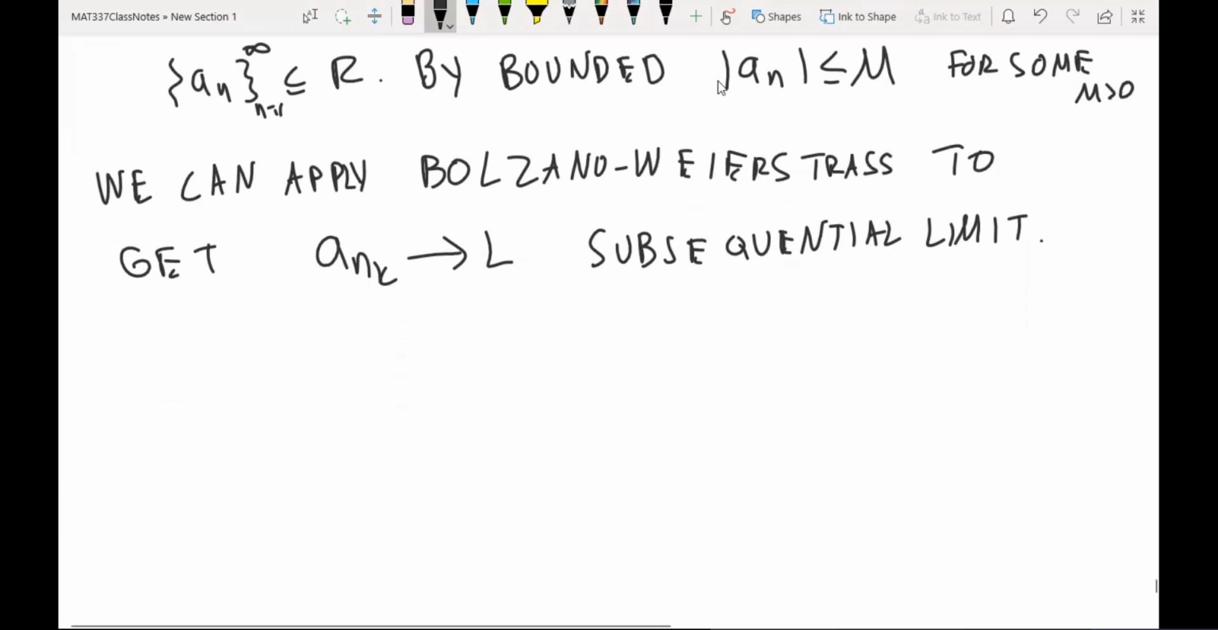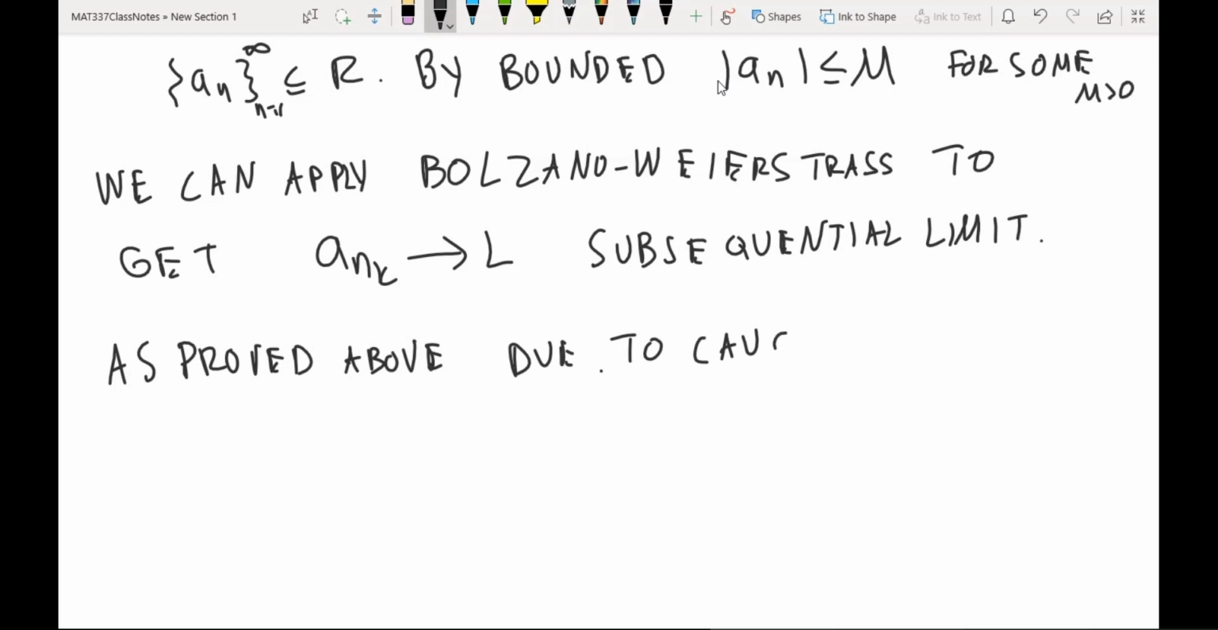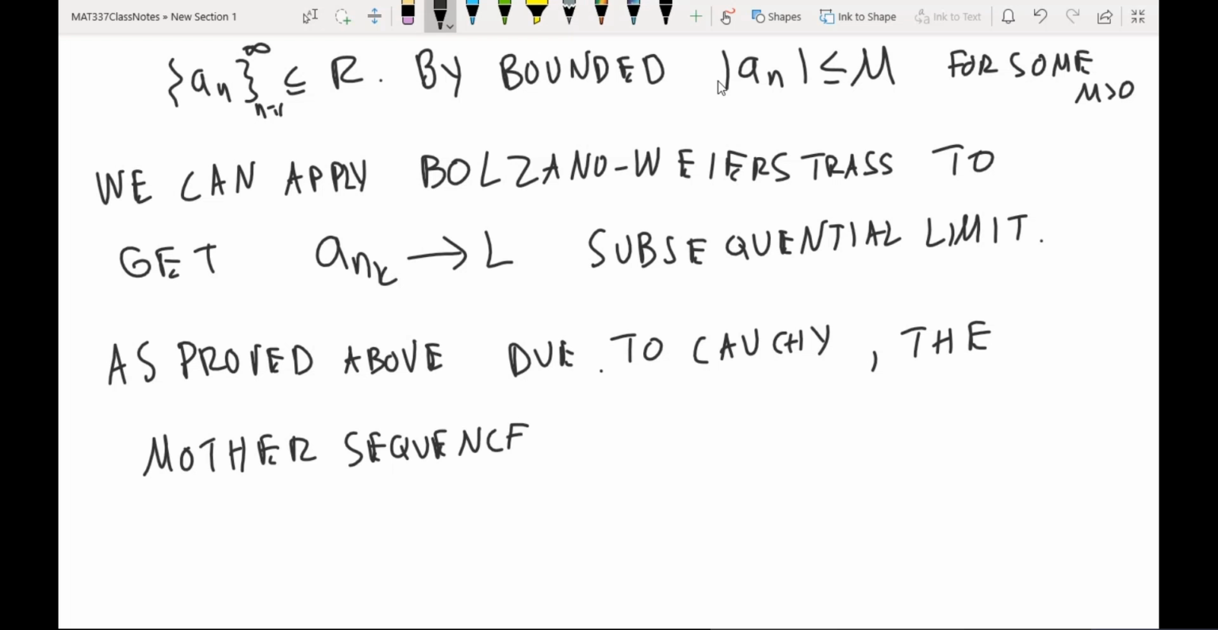And then from what we proved today, as proved above, the mother sequence also converges. Due to Cauchy, the mother sequence converges to the same point.